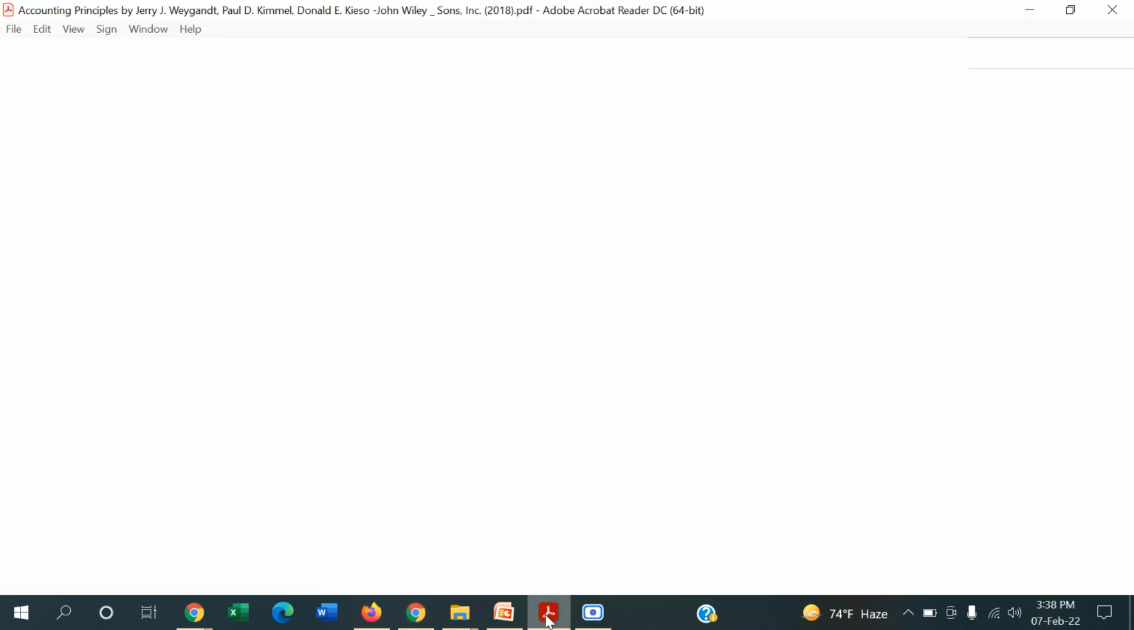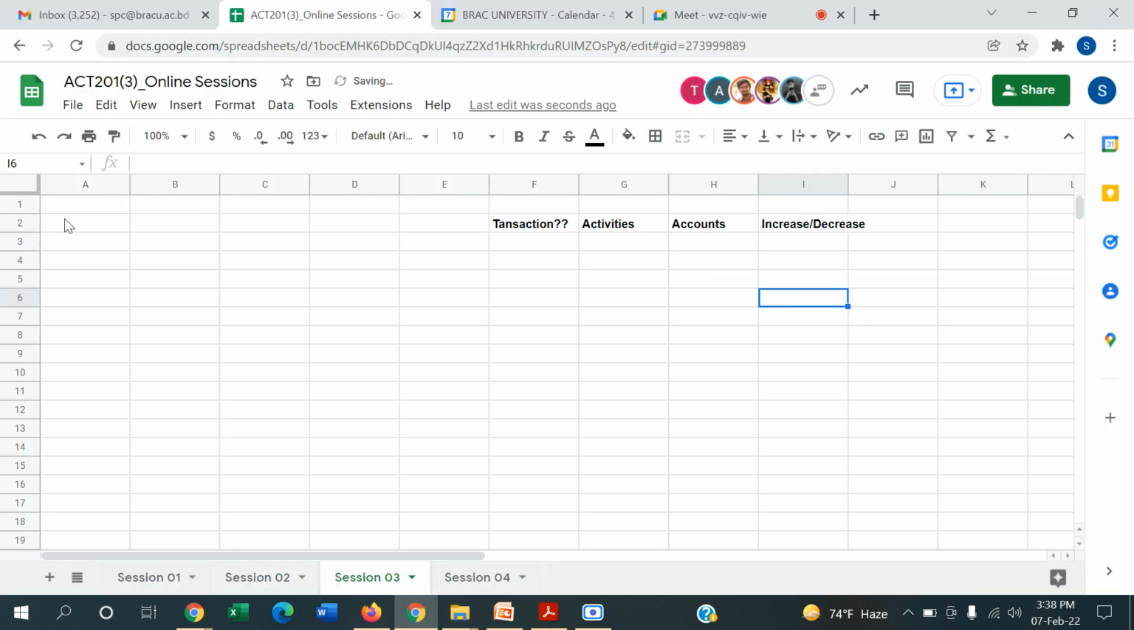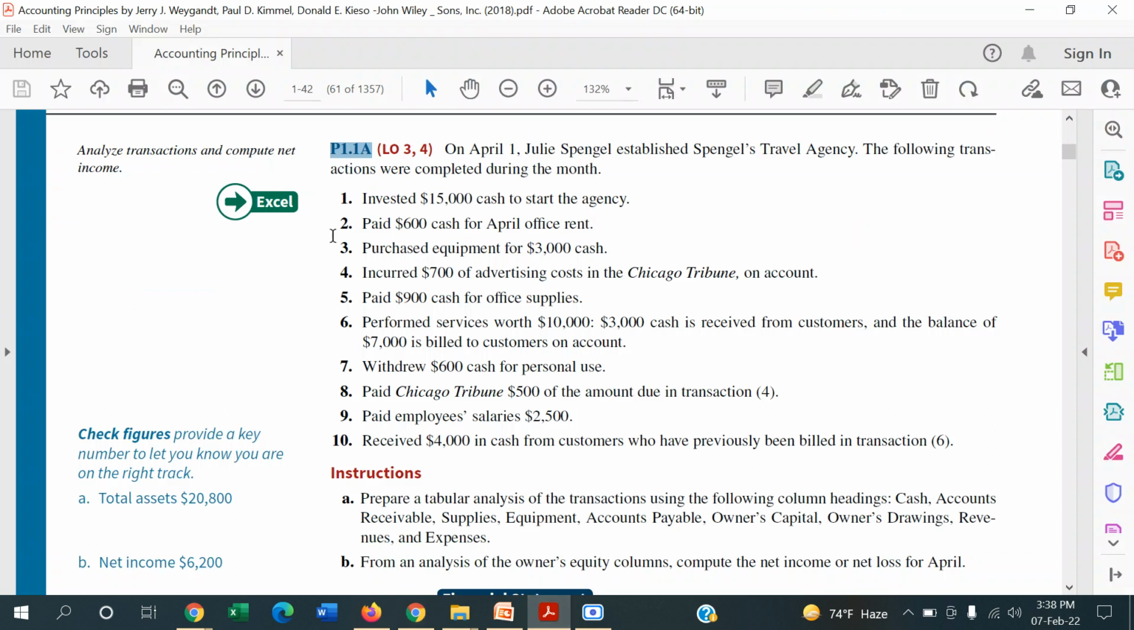So for that, we are going to solve a problem from your book, that is P11A. In this problem, a couple of activities are given here. They mention that on April 1, Julie Spengel established Spengel's Travel Agency. That means this travel agency started on April 1, and the following transactions are completed during the month.